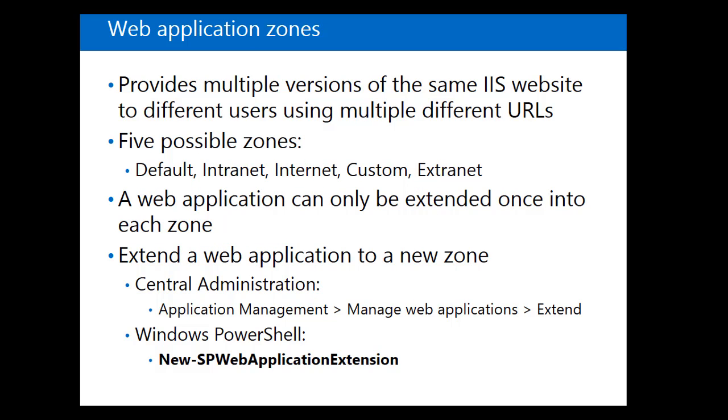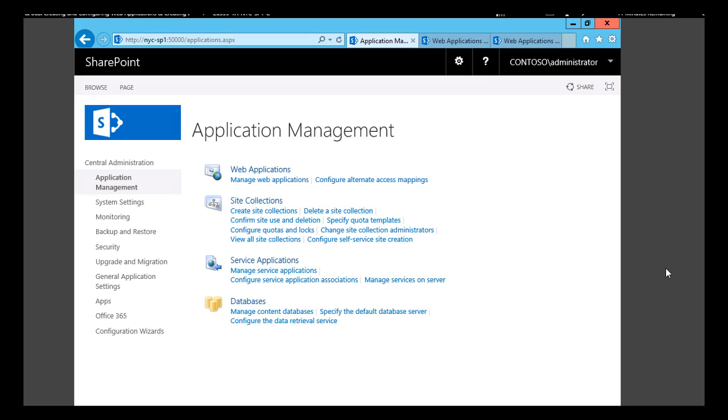So earlier we discussed zones. There are 5 zones: default, intranet, internet, custom and extranet. With the help of these zones, you can extend your web application 5 different times, but only once per zone. And you can extend your web application with the help of Central Administration or with a script, that is Windows PowerShell.